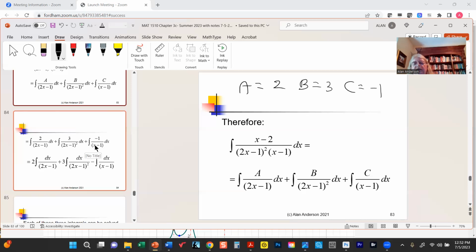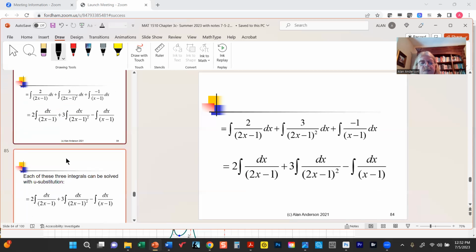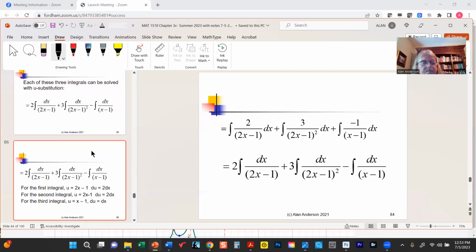Okay, so that comes up in the next slide. I plugged in all the constants. Now you can see that actually all three of these could, if you do it correctly, be solved for with U substitution. Okay, so let's see how that would work.